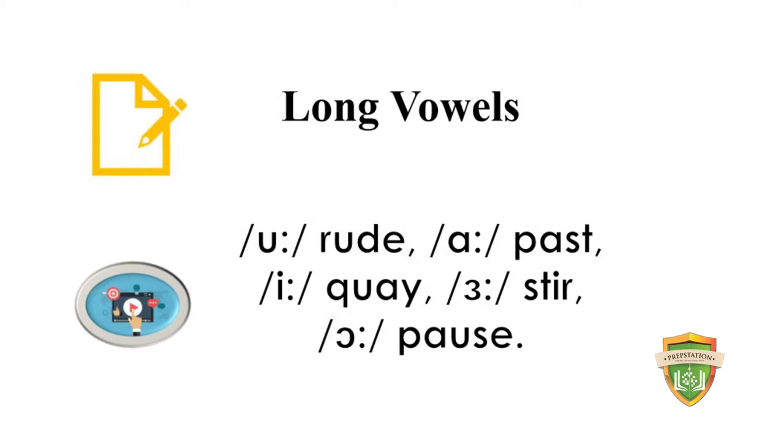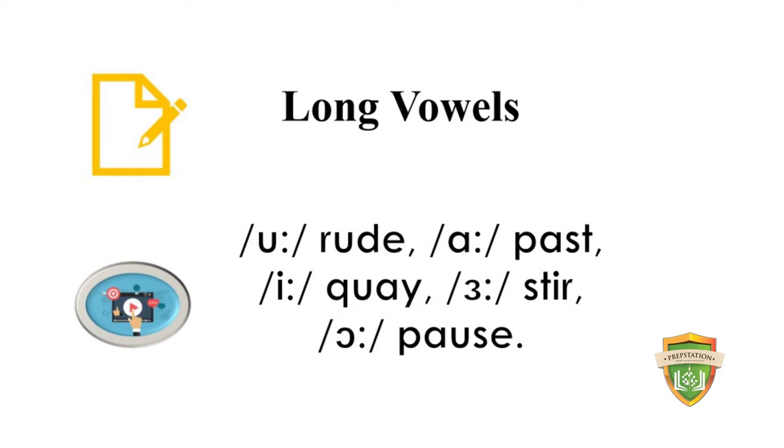Okay, the first one is oo. Then the second one is ah. This is e. And then you have e and o. So you have oo as this, you have a as this, you have e as this, you have e as this, and then you have o as this.